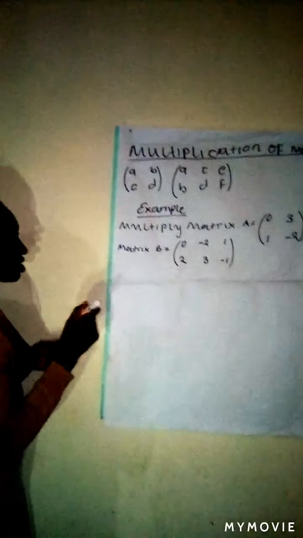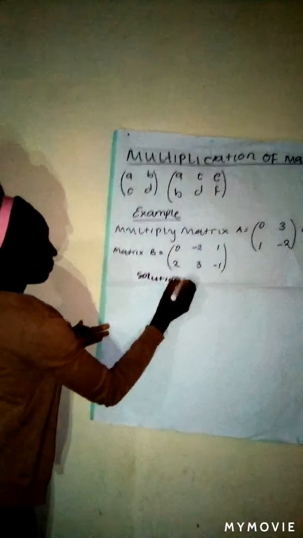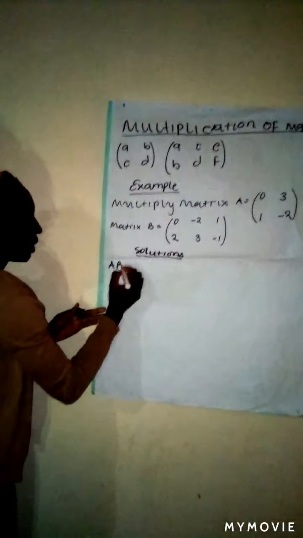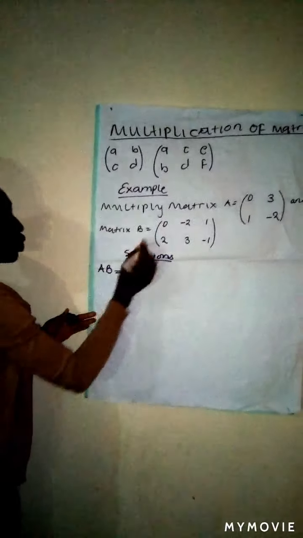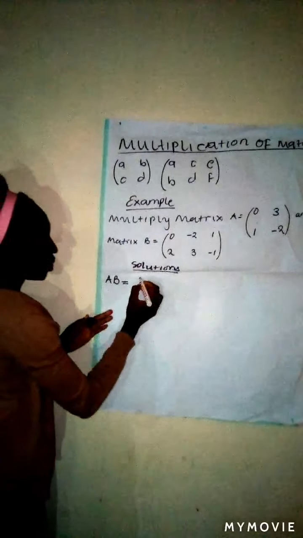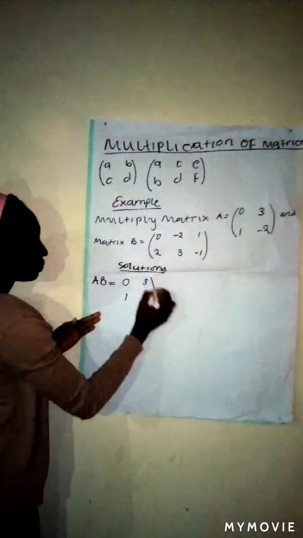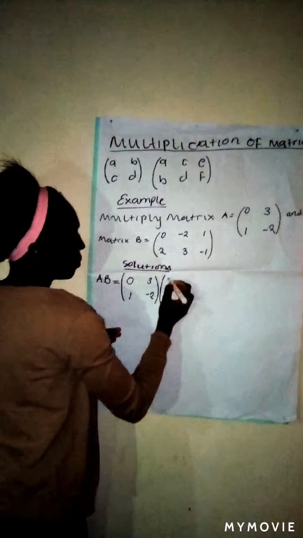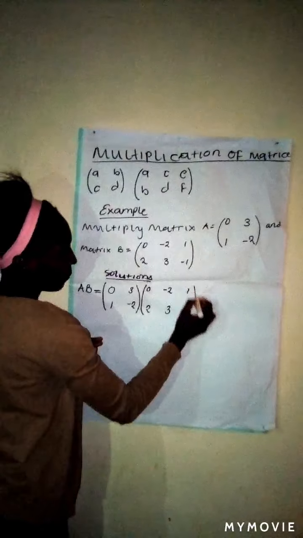The first thing is, for your solution, you say AB, meaning multiplying the matrix A and the matrix B. This will be equal to, you copy your matrix A, which is 0, 3, 1, -2. Then you copy your matrix B, which is 0, 2, -2, 3, 1, -1.